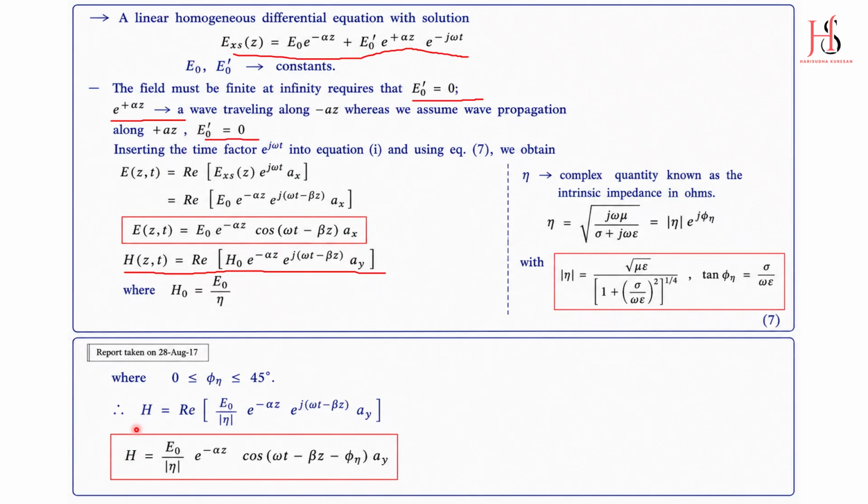Therefore H can be written as the real part of E naught by eta e to the power of minus αz e to the power of j(omega t minus beta z) into ay, representing the time factor, and this can also be represented in terms of the cosine term. So H is equal to E naught by eta e to the power of minus αz cos(omega t minus beta z minus phi n) into ay. With this we understood the wave equation for the lossy dielectric. Thank you.